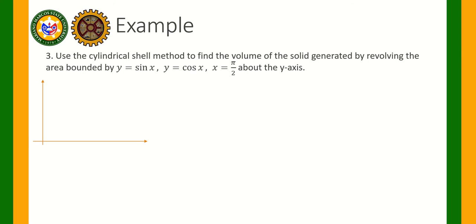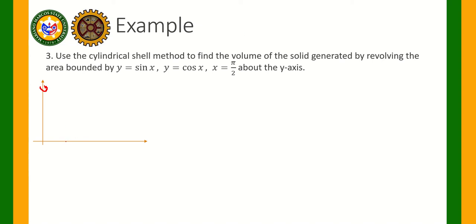Okay, so let's have example number 3. Use the cylindrical shell method to find the volume of the solid generated by revolving the area bounded by y equal to sine x, y equal to cosine x, and x equal to pi over 2 about the y-axis. So, yung axis of rotation natin is here sa y-axis natin. Now, for our y equal to sine x, y equal to cosine x, and x equal to pi over 2. So, radians tayo since meron tayong pi over 2 dito.